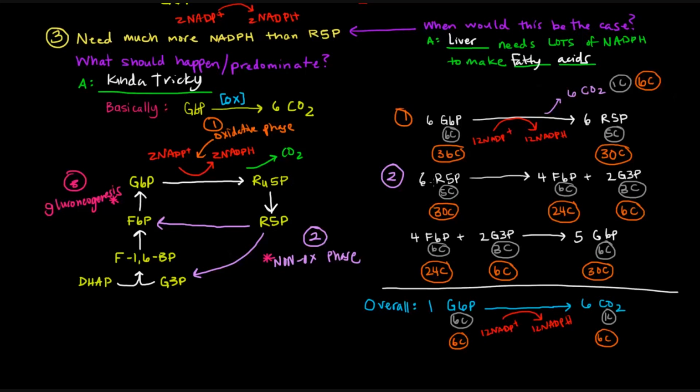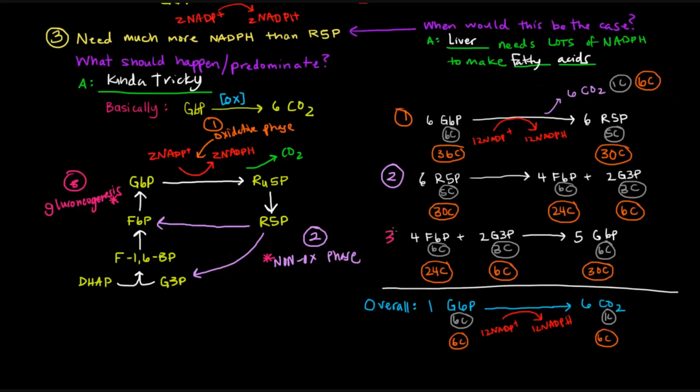We've seen before that 3 ribose 5-phosphates make 2 fructose 6-phosphates and 1 glyceraldehyde 3-phosphate. Well, if we go from 3 ribose 5-phosphates to 6, we're doubling that number, so we double the numbers for fructose 6-phosphate and glyceraldehyde 3-phosphate as well. So we start off with 30 carbons here, then we have 24 here and 6 here, which is still 30.